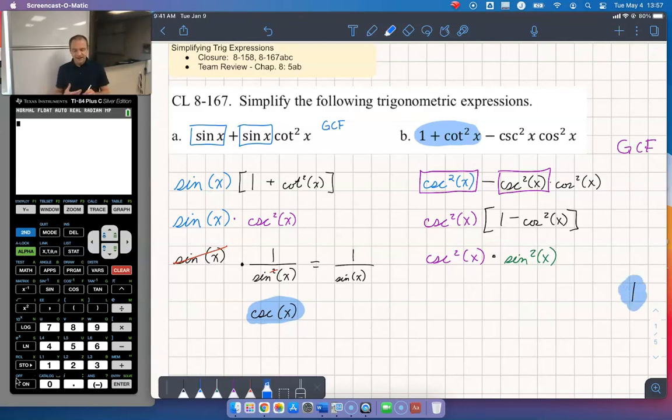If I don't realize that, I have to go to a common language, which would be sines. So I'd have 1 over sine squared times sine squared of x. You can see both of those cancel, and I'm left with 1.